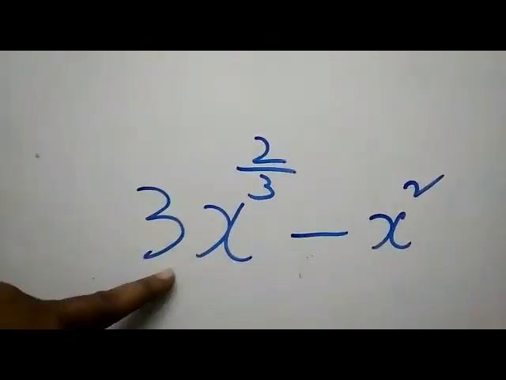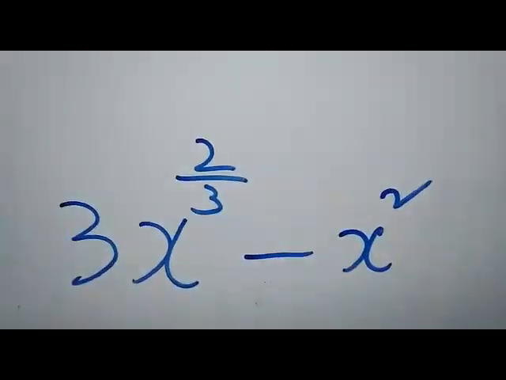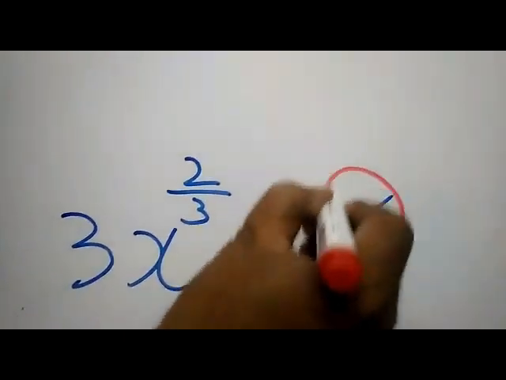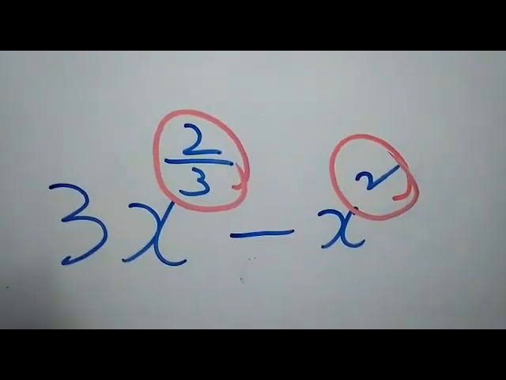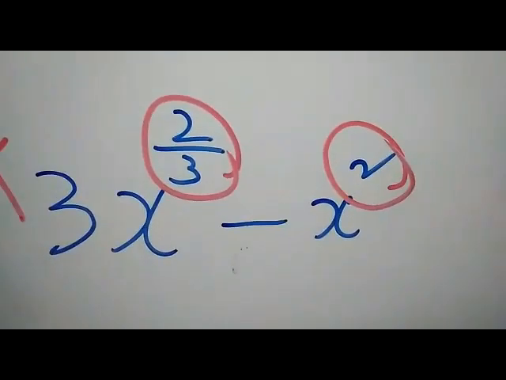Now, coming to this: 3x to the power of 2 by 3 minus x square. Here the power of one variable is a whole number, but the power of the other variable is a rational number. That's why it is not a polynomial.